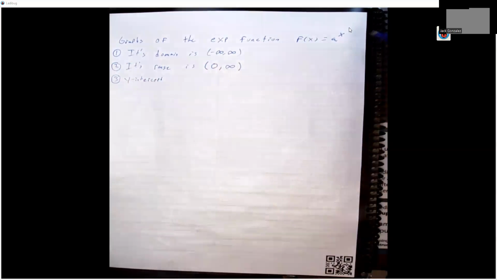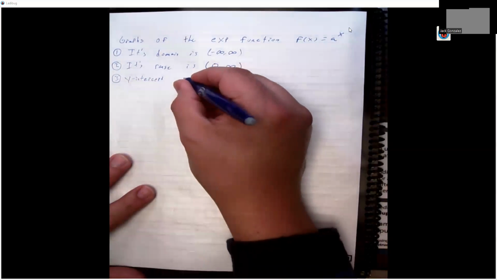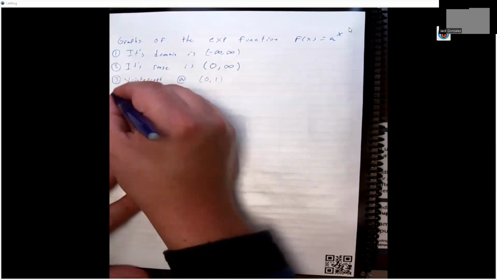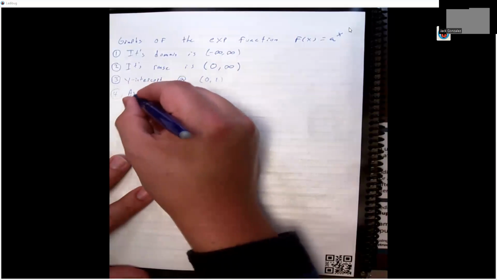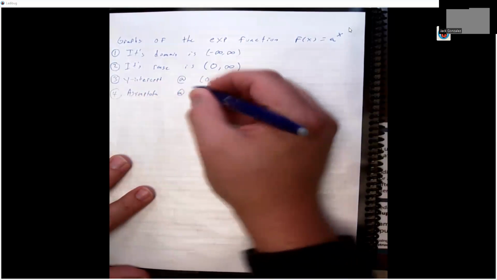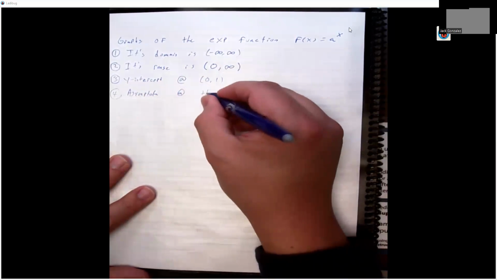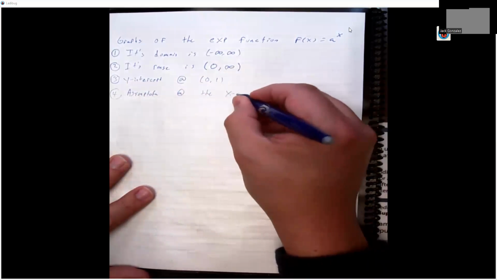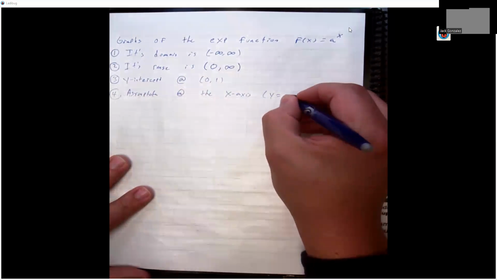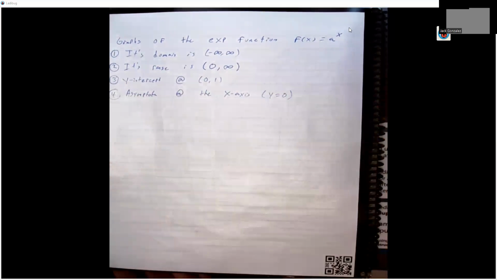All exponential functions of this form have a y-intercept at (0, 1). And they all have an asymptote at the x-axis, which is y equal to 0. It's the same as the x-axis, right? The horizontal line, y equals 0.